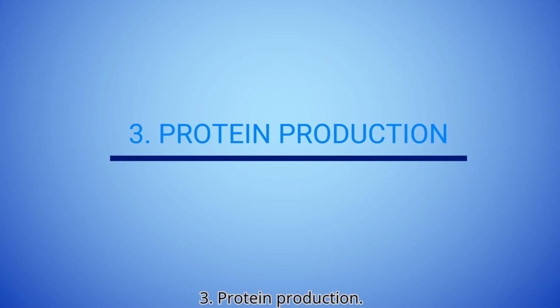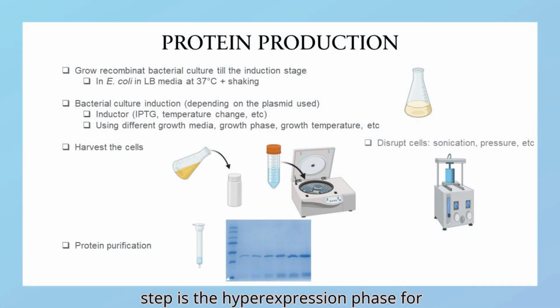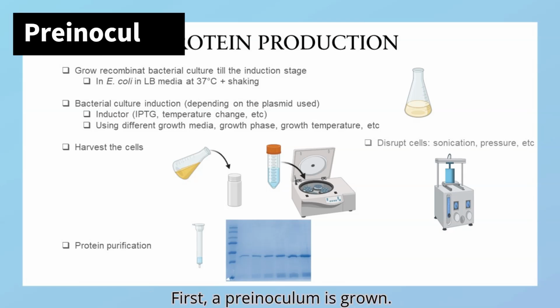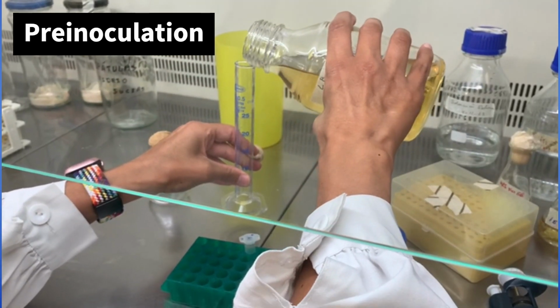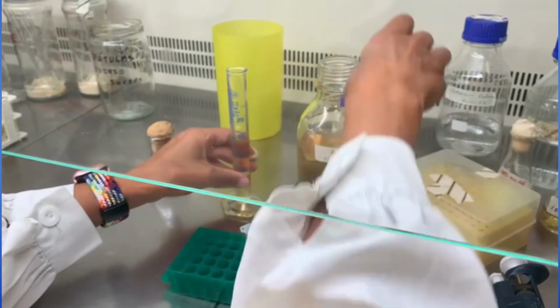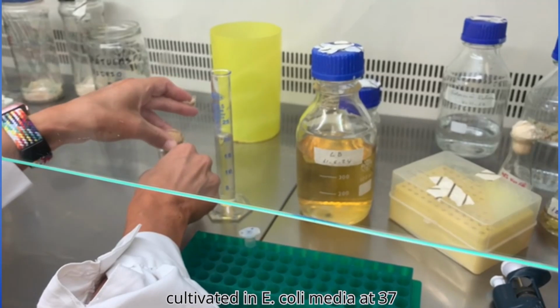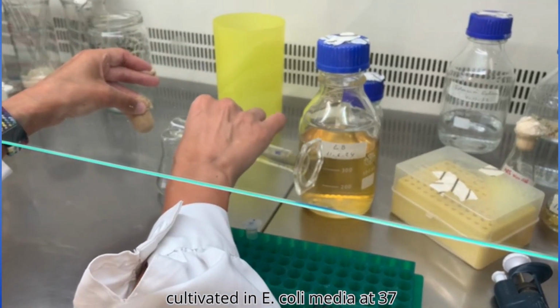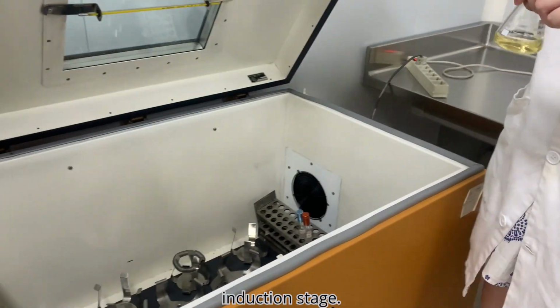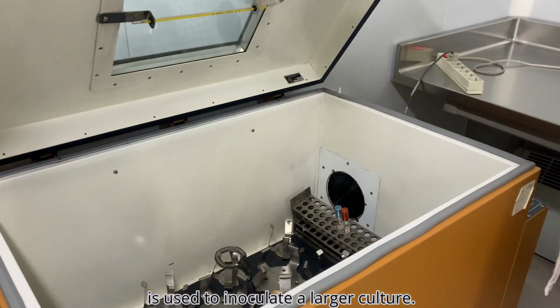3. Protein production. Once the gene has been cloned, the next step is the hyperexpression phase for protein production. First, a pre-inoculum is grown. The recombinant bacterial culture is then cultivated in E. coli media at 37 degrees Celsius until it reaches the induction stage. This is used to inoculate a larger culture.